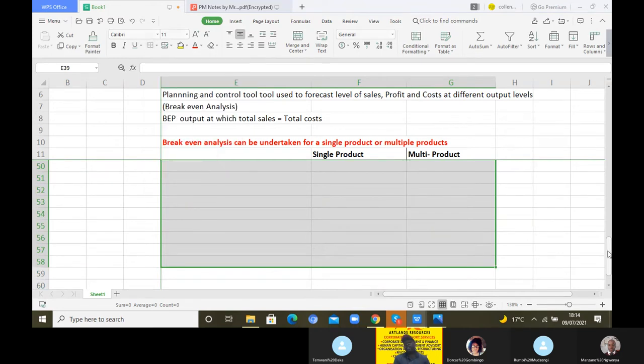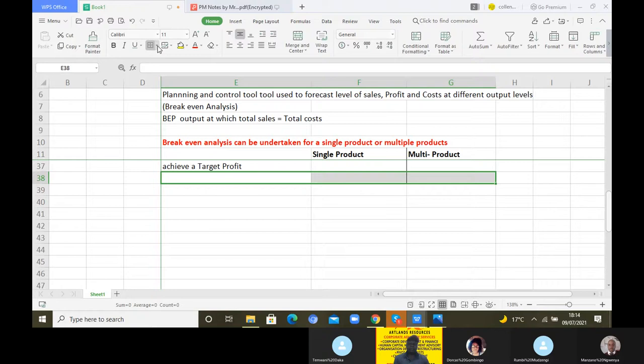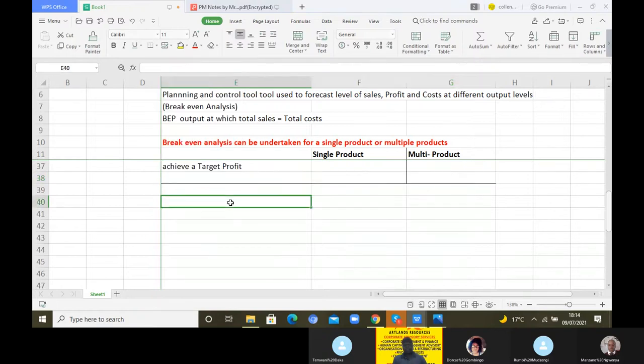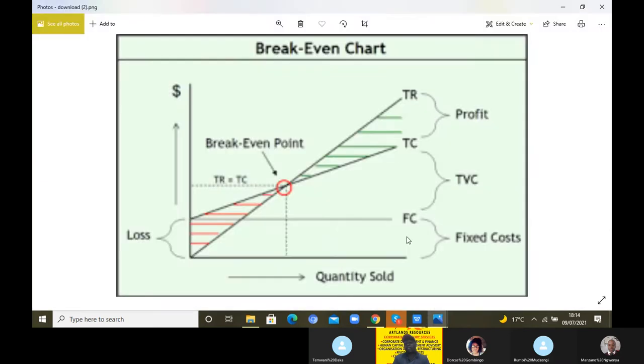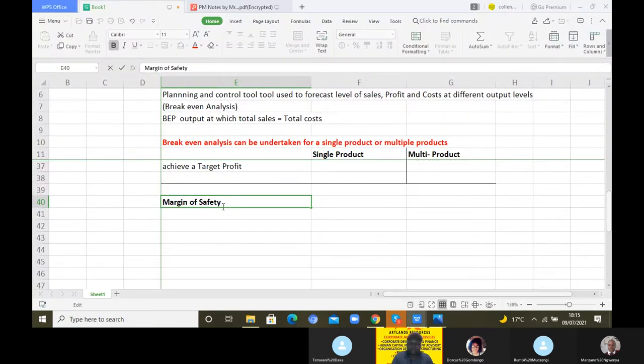Now let us see some points to note in this particular discussion. There are certain points for us to note, like what do we mean by margin of safety, MOS? As I have told you, once you have attained your break-even point, any output level beyond the break-even point means we are now in your safety net. In other words, you are now earning a profit. So we say it's margin of safety: the difference between maximum output and break-even output. That is called MOS.